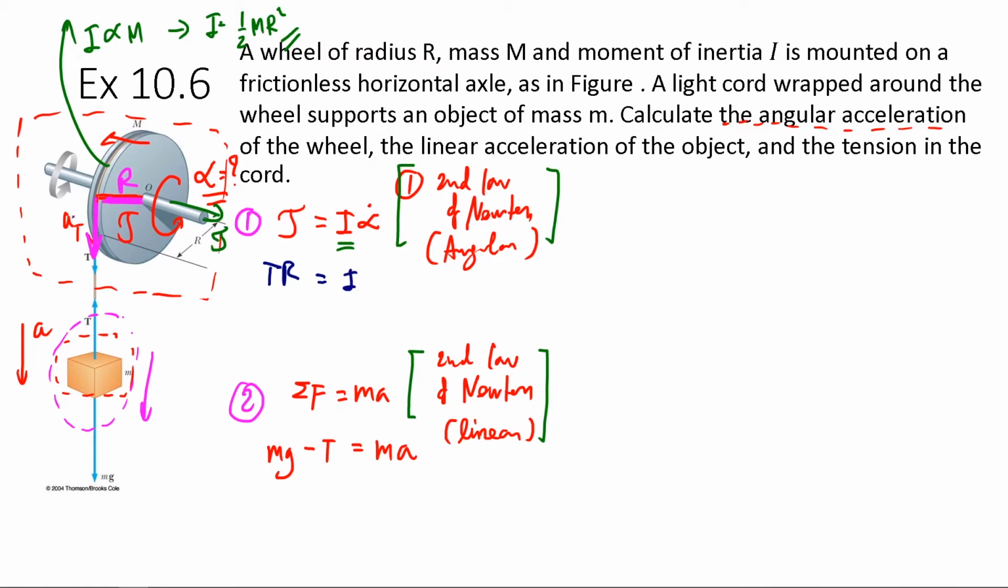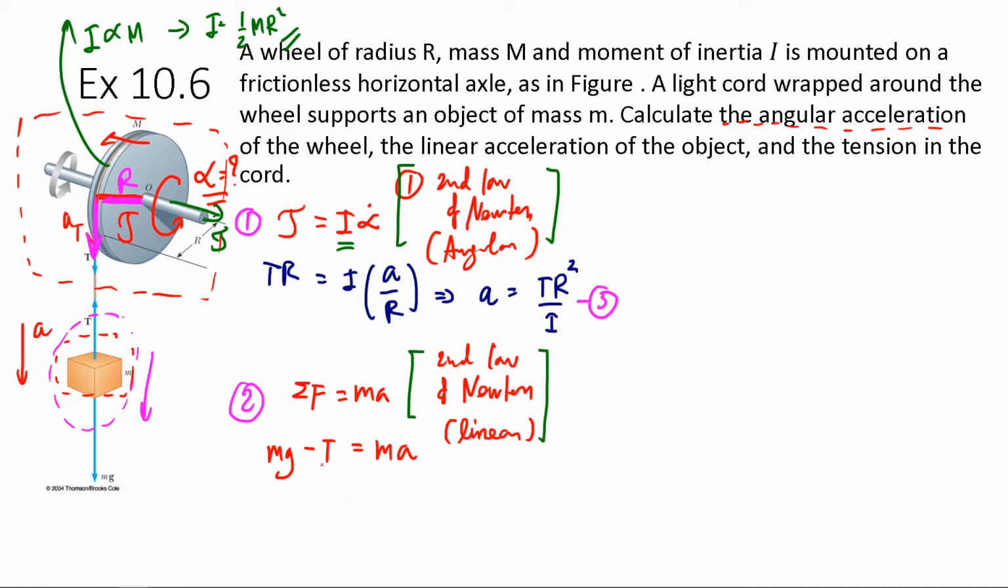And how about alpha? We know alpha has a relation from the tangential to the angular quantity. So alpha equals a_t, which I will write as a over R. From the first relation, finally you will have a equal to T R squared over I. Because we are going to use this later, I will write down a equals T R squared over I. This is equation 3.